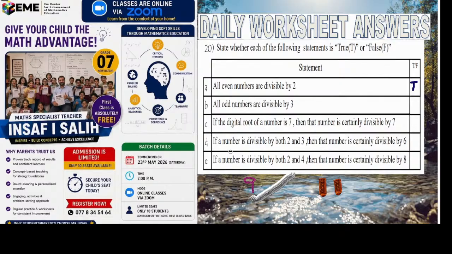So what does that mean? Can we say all odd numbers are divisible by 3? No. What are examples? 11 is an odd number, but it is not divisible by 3. 13 is an odd number, and it is not divisible by 3. So the statement here is false or wrong.